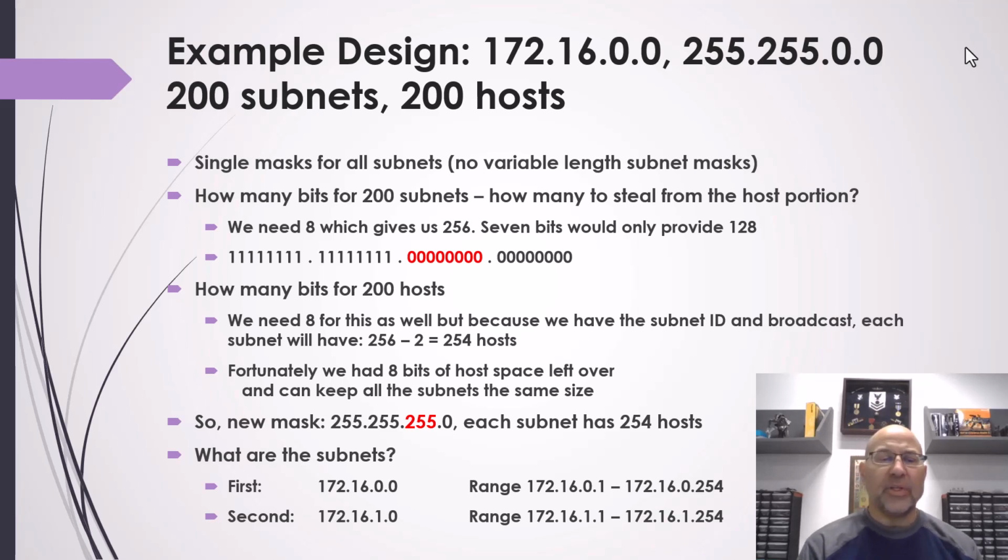So to continue on with this example, we would start counting through the subnets that are there, and we would see that the first one is 172.16.0.0. We always start at the classful, and the range would be 172.16.0.1 to 172.16.0.254 with the .0 and the .255 the special addresses that we don't give to hosts. The second subnet would be 172.16.1.0, and the range there would be 1.1 to 1.254.